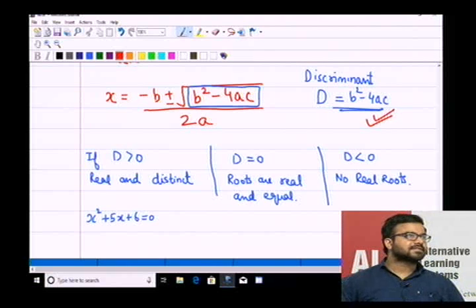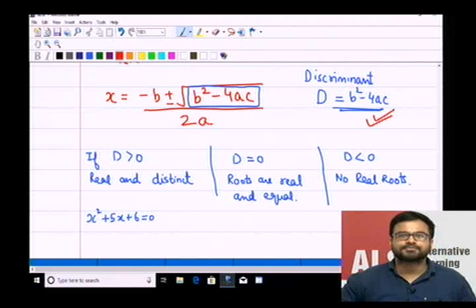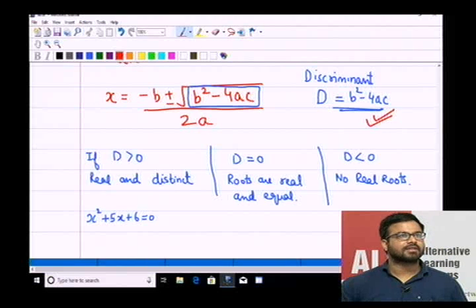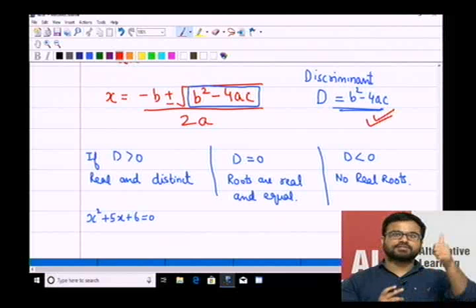okay, you cannot see me. A Senapati student can't see me. Okay.